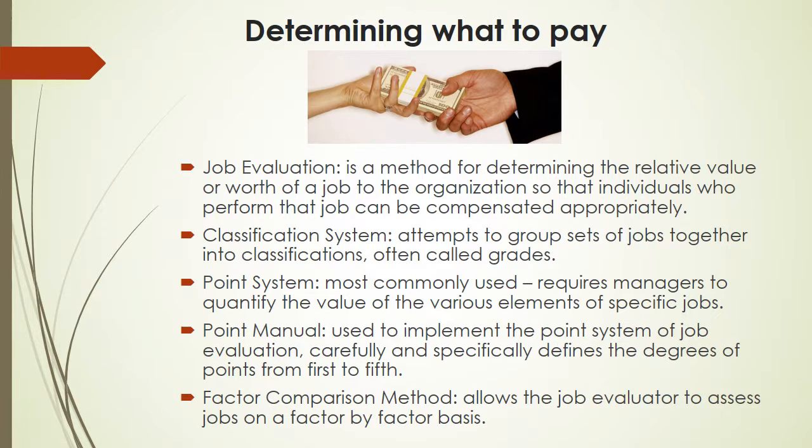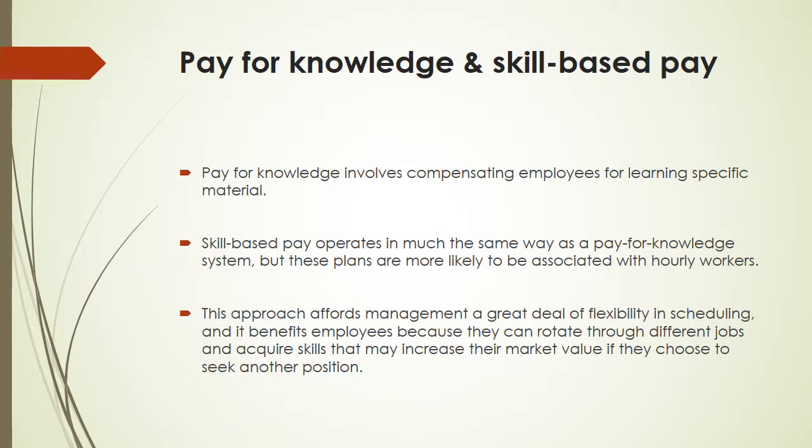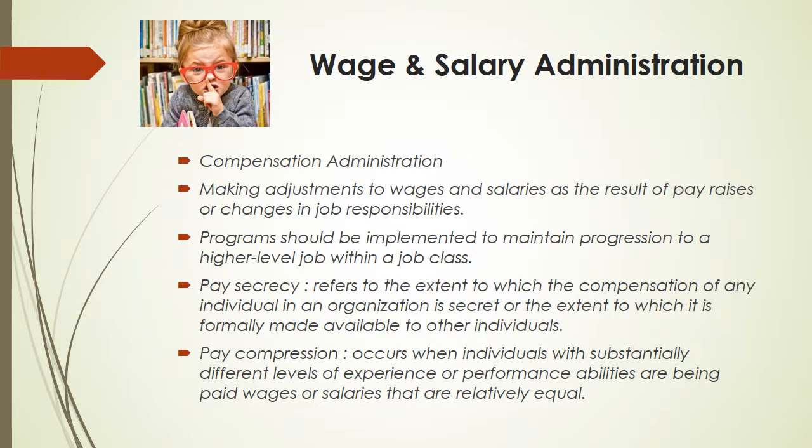Once a compensation strategy has been chosen, it's necessary to determine exactly what employees on a given job should be paid. The starting point in this effort is generally job evaluation. Employees should be rewarded for what they do and what they know, rather than what they are specifically required to do on that job. Once wages and salaries have been determined, the resulting compensation system must be administered on an ongoing basis. Two of the most important issues include pay secrecy and pay compression.